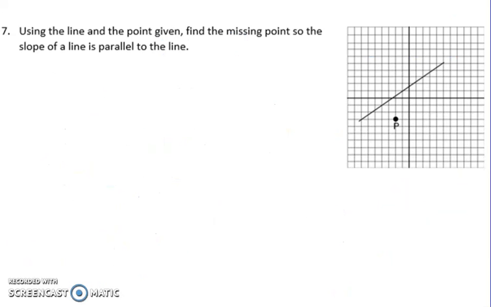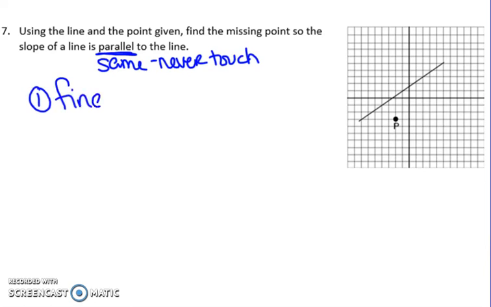Now, the last type of problem. Using the line and the point given, find the missing point so the slope of the line is parallel. So that's important. They are the same, and we need them to never touch. So, my first step, I need to find the slope of my line. Now, you can do it by graphing, using the graph that's given. You can do it by picking out 2 points. However you feel comfortable finding the slope.